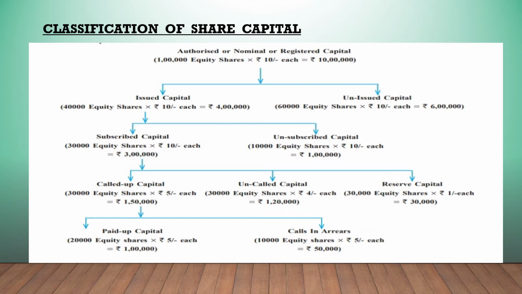Dear students, now let us understand each of these types of capital with examples in detail. To begin with, the first type of capital is authorized capital, which is also called nominal or registered capital. Let us now understand what authorized capital is with the help of an example.